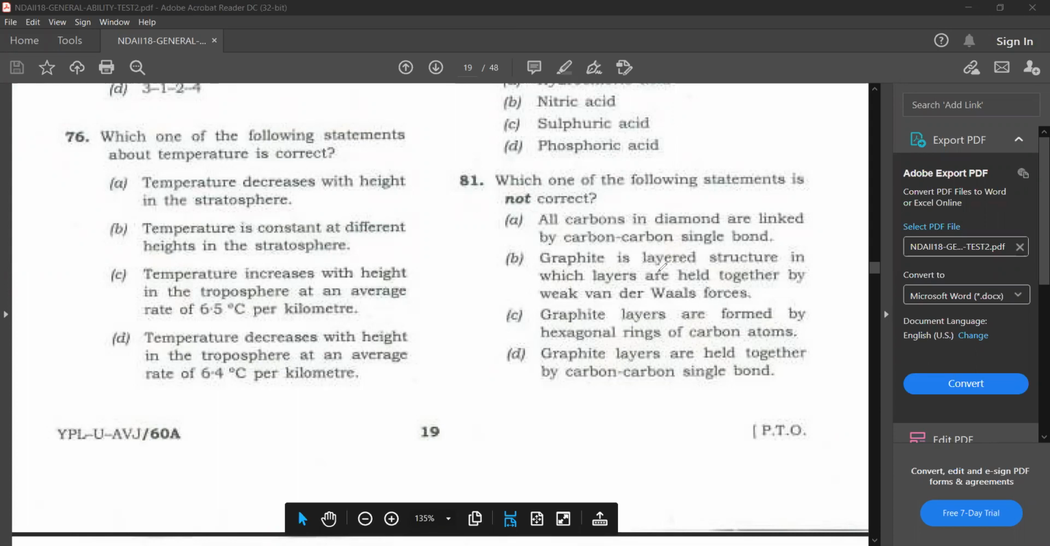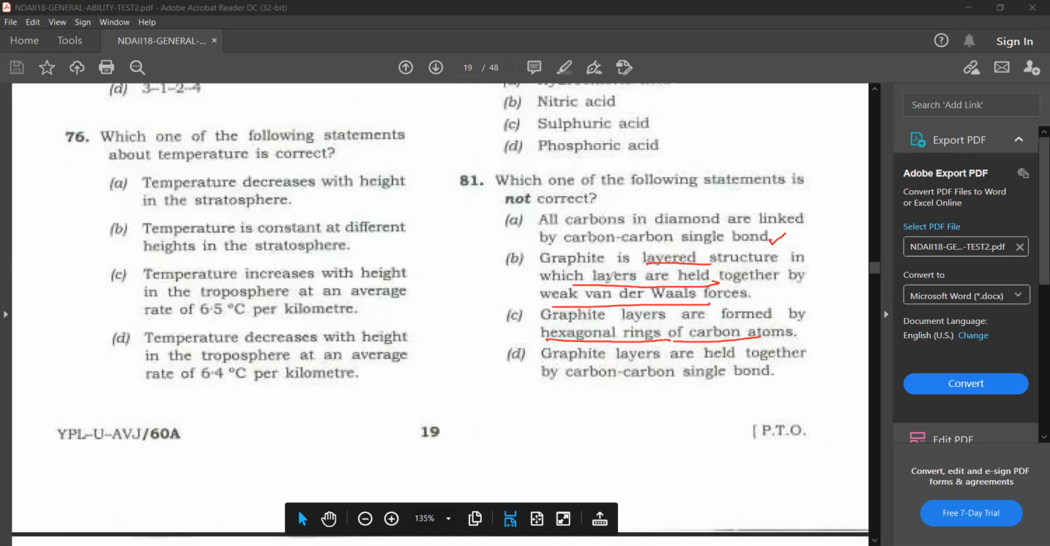See the first statement: all carbons in diamond are linked by carbon-carbon single bond. That is correct. Graphite is a layered structure. That is correct. And each layer is held by van der Waals forces. Graphite layers form hexagonal rings of carbon atoms. That is also correct. So the incorrect statement is that graphite layers are held together by carbon-carbon single bond. That is wrong.